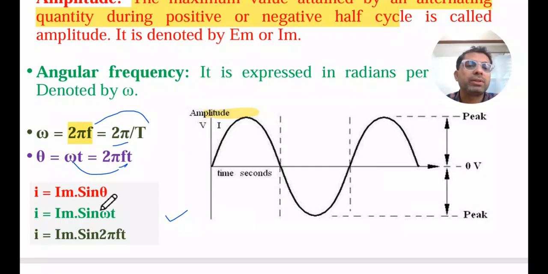Now from all this, you can write the equation for the alternating current. How to write the equation? i is equal to Im, the maximum value of current, into sine theta if you are writing in terms of theta. The equation can be i is equal to Im sine omega t, or Im sine 2 pi f t.